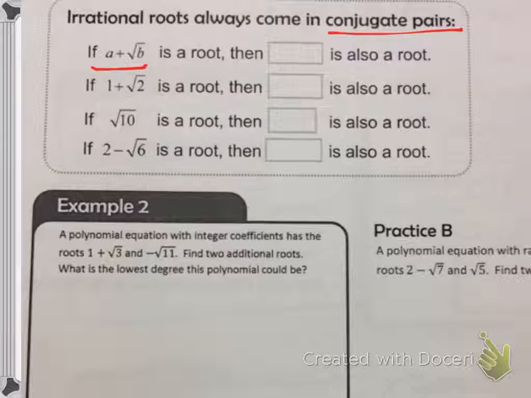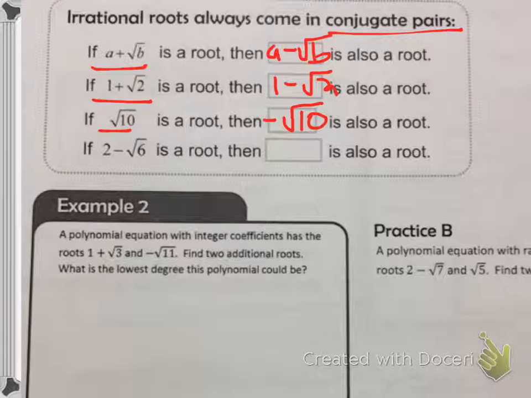So if we have a plus square root of b for our answer, we'll have also a minus the square root of b. If we have 1 plus the square root of 2, we will also have 1 minus the square root of 2. If we have the square root of 10, we also have the negative square root of 10. And if we have 2 minus the square root of 6, we also have 2 plus the square root of 6. Those are called conjugate pairs. That will always happen. If you have one of those solutions, you will automatically have the second one.